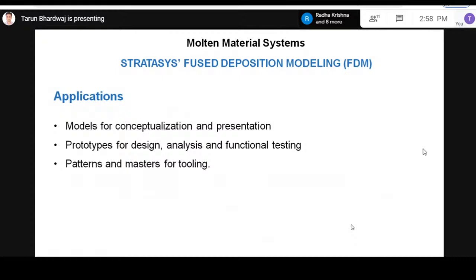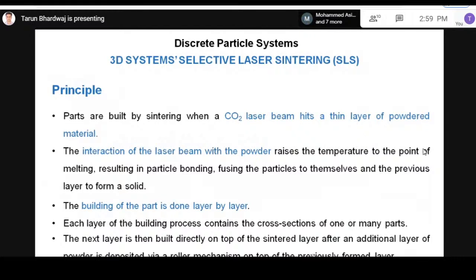And the application, we just talk about the FDM application. It is used for molding for conservation and presentation, and prototypes for design, analysis and functional testing, and patterns and masters for tooling. FDM is now being used for making small plastic or polymer parts for various components in aerospace and aircraft. If there is some other polymer material, they are using it. Mainly aircraft industries are focusing on these 3D printing processes, because we can manufacture complex structures or intricate shapes, so that the strength to weight ratio will be high with these 3D printing machines.